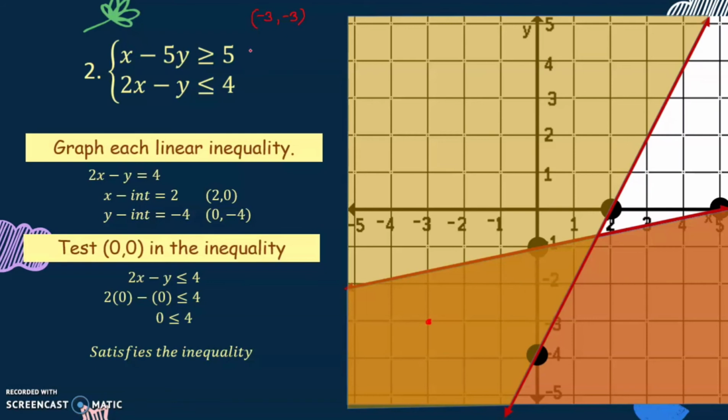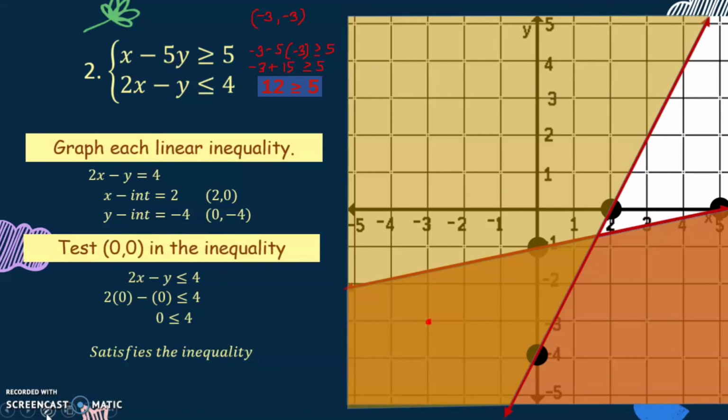So for the first inequality, replace x and y with negative 3. So we have negative 3 minus 5 times the value of y, which is negative 3, and it must be greater than or equal to 5. Negative 5 times negative 3 is positive 15. And we have negative 3. Negative 3 plus 15 is 12. So is 12 greater than or equal to 5? Yes, so it satisfies the inequality.